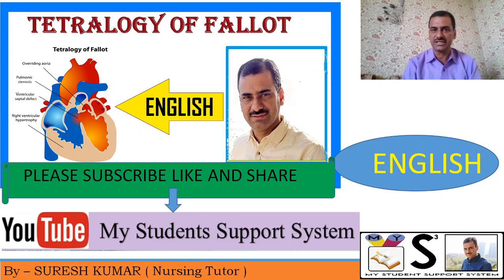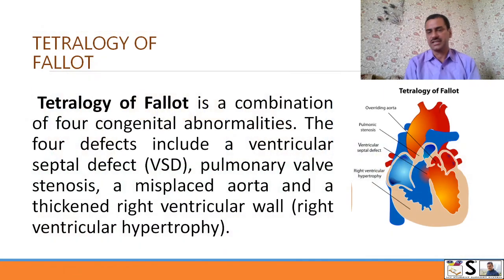So what is tetralogy of Fallot? Let us discuss. Tetralogy of Fallot is a combination of four congenital anomalies. These four defects include ventricular septal defect, pulmonary valve stenosis, a misplaced aorta, and a thickened right ventricular wall, or we can say right ventricular hypertrophy.